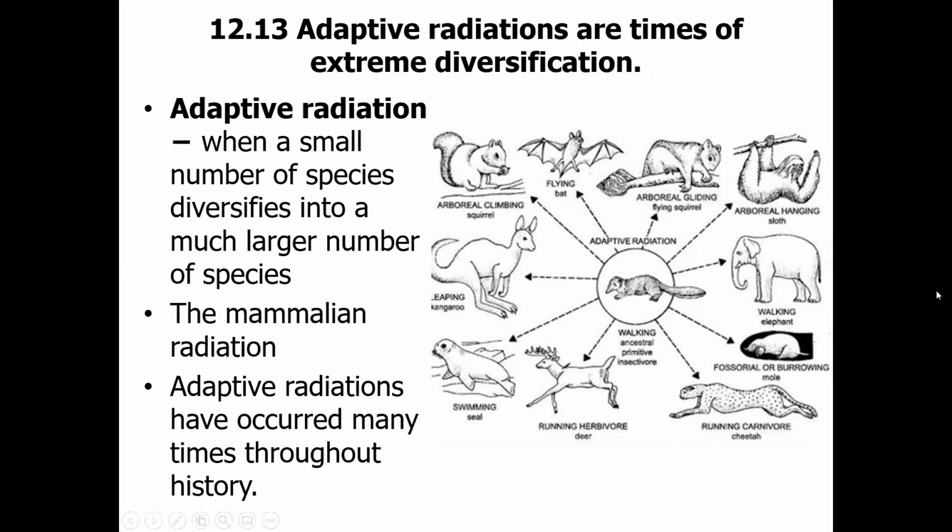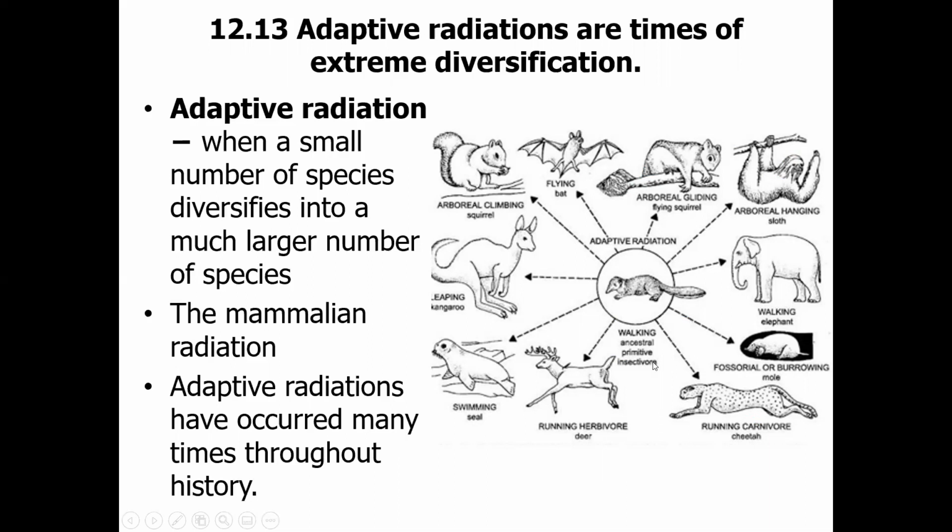So with this process of macroevolution, we have what's referred to as adaptive radiation. So adaptive radiation is when a small number of species or a species ultimately diversifies into a lot more species. And one key example we have of this is the mammalian radiation after the meteor strikes and wipes out most of the dinosaurs.